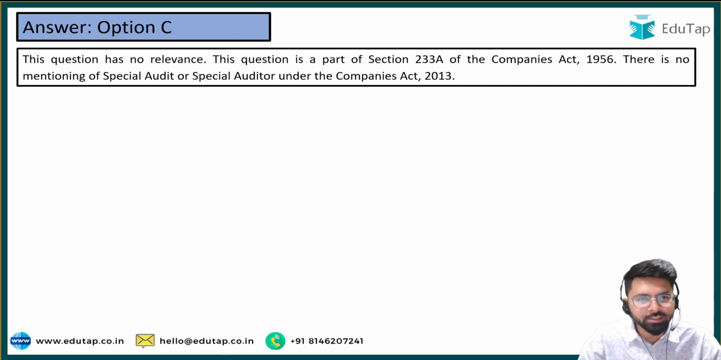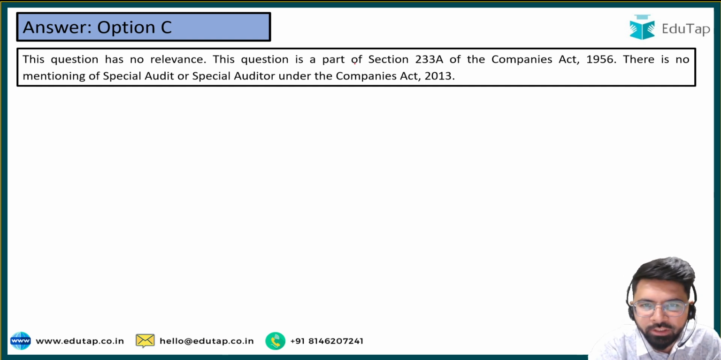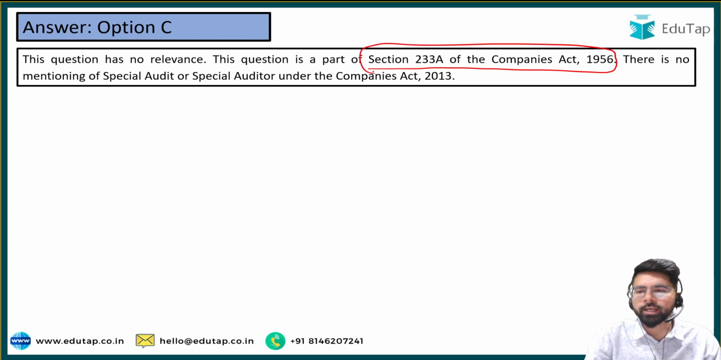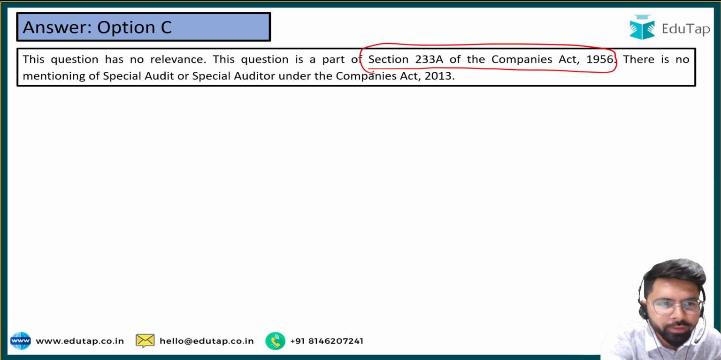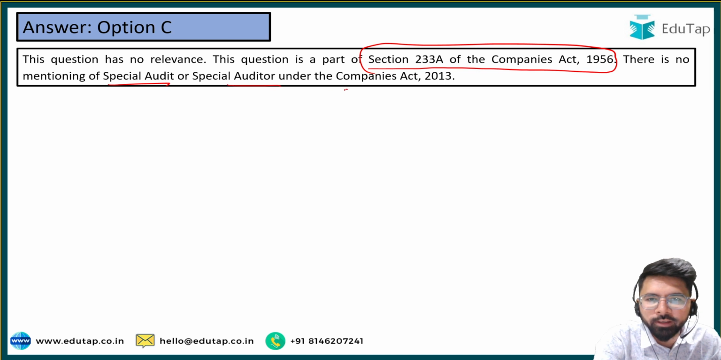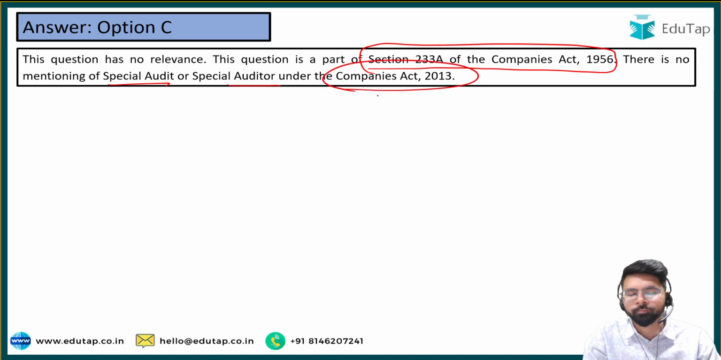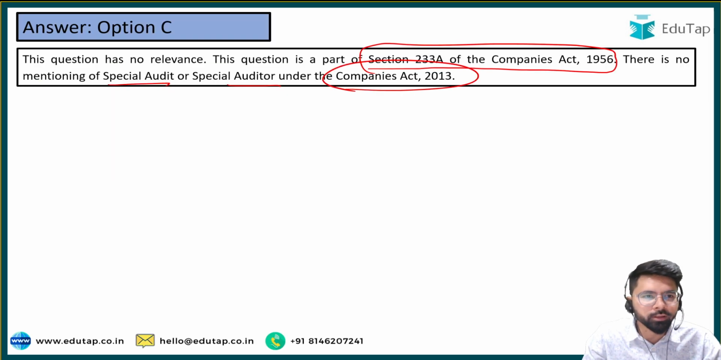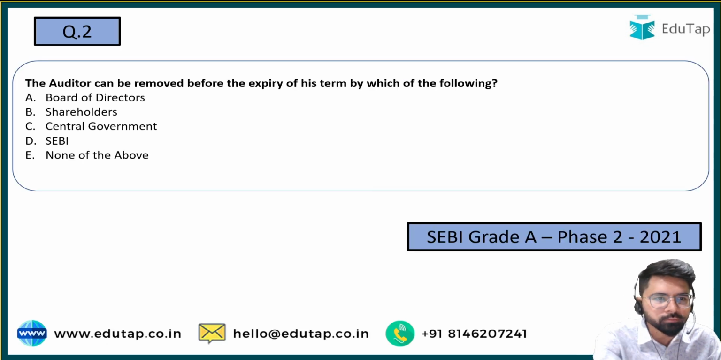See, this question has no relevance because this question is a part of section 233A of Companies Act 1956. There is no mention of special audit or auditor under the Companies Act 2013, friends. So this question is redundant, or maybe they might have given a bonus 2 marker to anyone who might have attempted. So no one knows what exactly has happened, but this question is not relevant. That is more important. Now moving on to the next question.